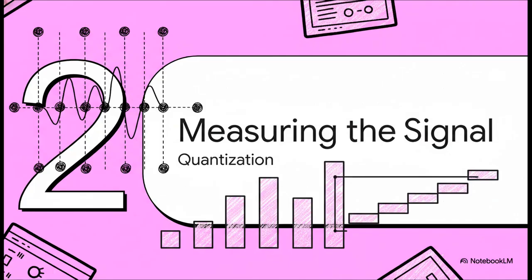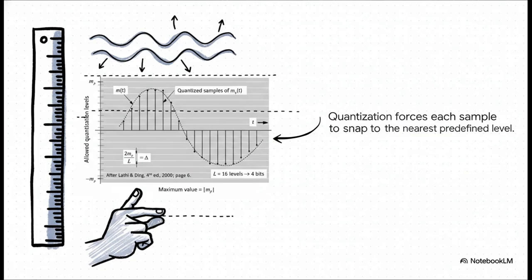Okay, so we've taken our snapshots, we have our samples, but how does a computer actually understand the value of each one? I mean, they're just dots. We have to assign a number to them, and this next step is called quantization. The best way to think about quantization is to imagine using a ruler. The original smooth wave has an infinite number of possible values, right? But our digital ruler only has a certain number of lines on it.